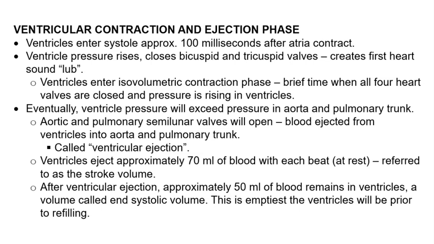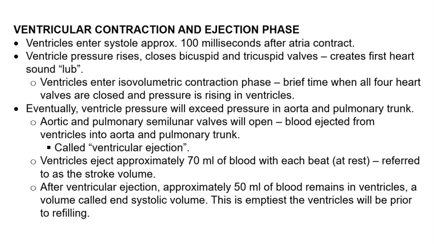And for a brief moment, with the closing of the bicuspid and tricuspid valves, the ventricles will enter what is called the isovolumetric contraction phase. This is a short time when all four heart valves are closed and blood pressure in the ventricles is rising rapidly. Eventually, the ventricle pressure will exceed the pressure in both the aorta and the pulmonary trunk, and the aortic and pulmonary semilunar valves will be forced open.